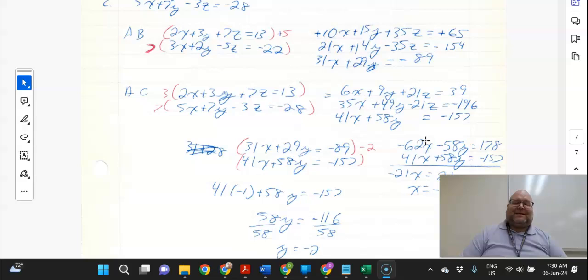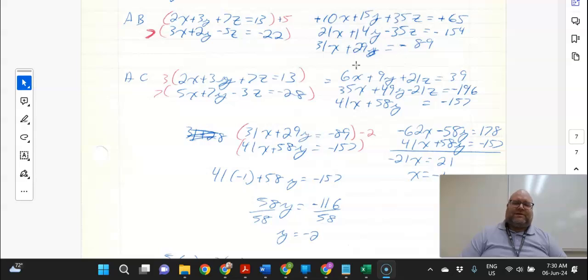Equations A and C. Again, we're going to be eliminating z. To get these to be opposites, we multiply the top equation by 3, the bottom equation by 7. And then when we add, the z's cancel out again. We get 41x plus 58y equals negative 157.